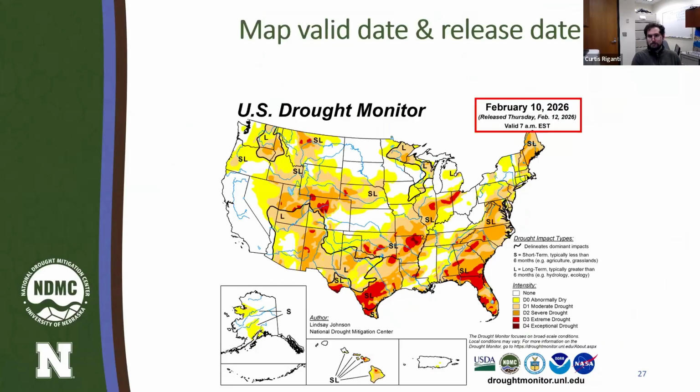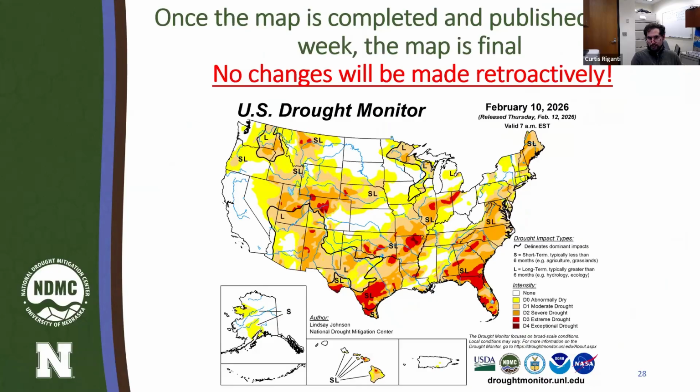So again, I want to reiterate, the map is always valid as of Tuesday morning. The map is almost always released on a Thursday morning, except for cases like Thanksgiving or Christmas. If there is a Thursday federal holiday, we'll change up the drought monitor schedule. Finally, once the map is finalized, that's the final map for that week. No changes are made retroactively to the map.